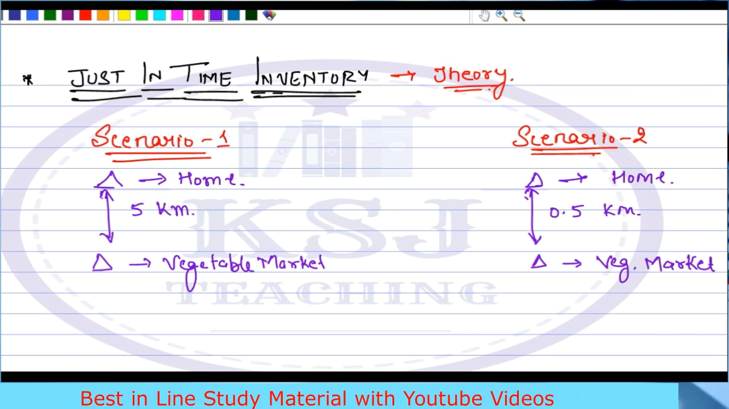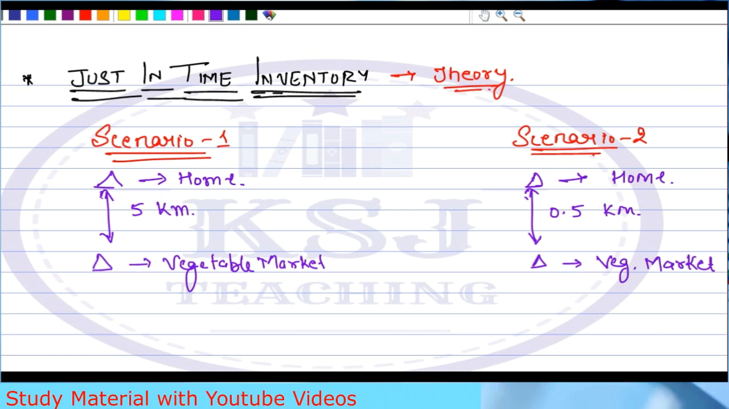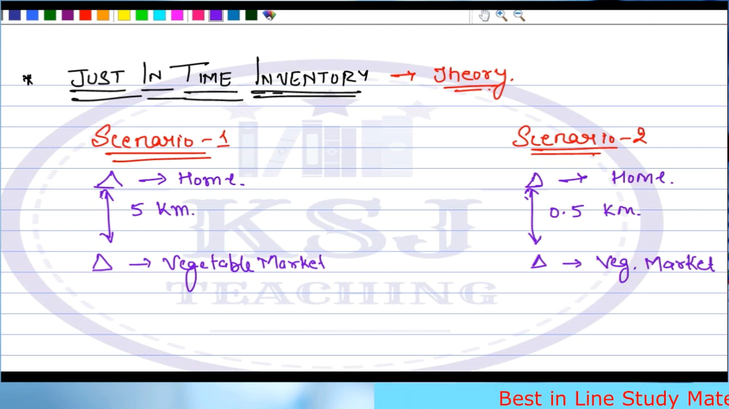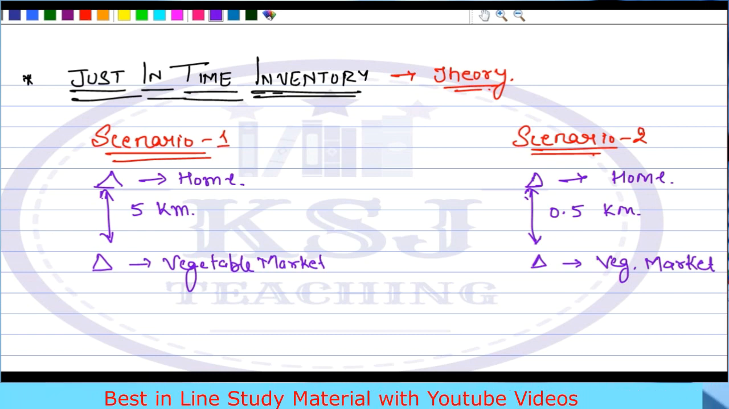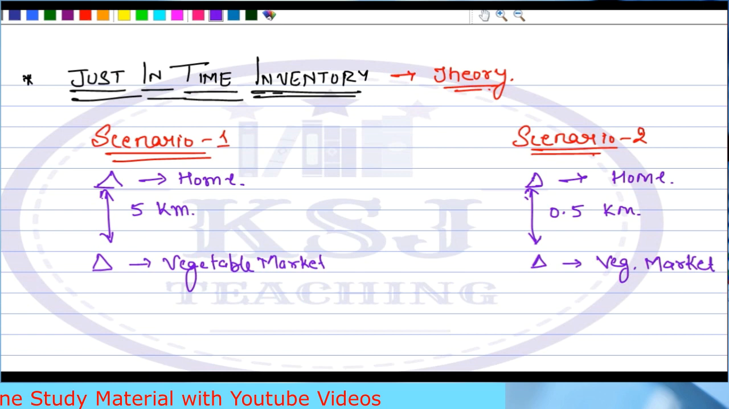Now, your father wants to buy some fruits. Now we'll not buy potatoes. Enough of potatoes. Okay. So your father wants to buy the fruits. Take the scenario number 1. From home to vegetable market 5 kilometers, right? So your father will go to the vegetable market and buy say 5 kg of fruits in one go.